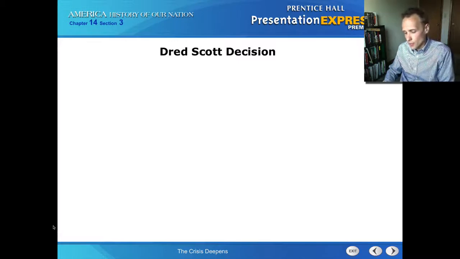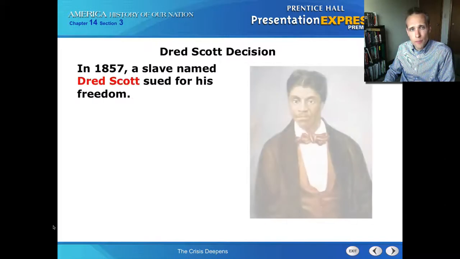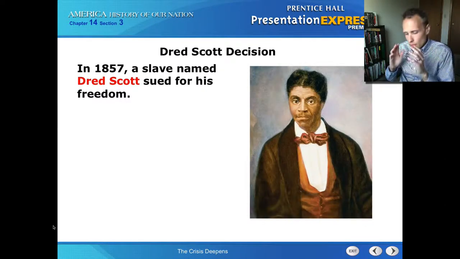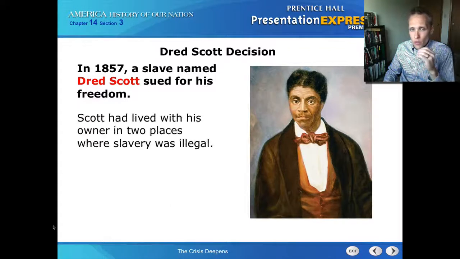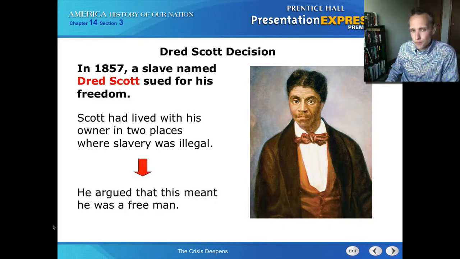Okay, so here's a new event that helps cause further tension between the North and the South. This is the Dred Scott decision. So, in 1857, so we're getting really close here to the outbreak of the Civil War, a slave named Dred Scott had traveled with his owner into two places where slavery was illegal. And because of this, Dred Scott, the slave, thought that he was free, and so decided he was going to try and sue for his freedom, on the argument that because he had been in free territory, he was a free man.